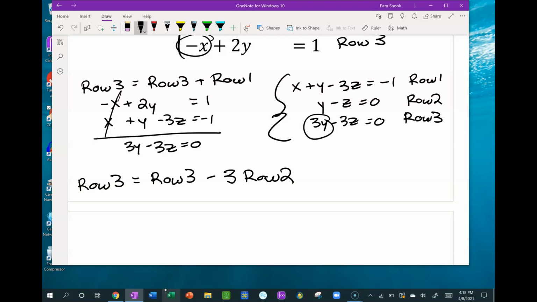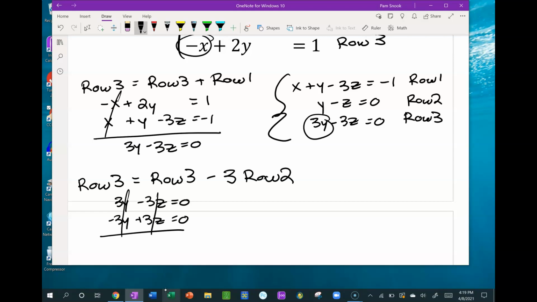Because when I multiply row 2 by 3, actually it's going to be a negative 3, I can then make those y's go away. So here's how that's going to work. I'm going to write down row 3, and that's 3y minus 3z equals 0. And then I'm going to do negative 3 times row 2. So I have a negative 3 times a y, I get negative 3y. And then I have a negative 3 times a negative z, I get plus 3z. And a negative 3 times 0 is 0.